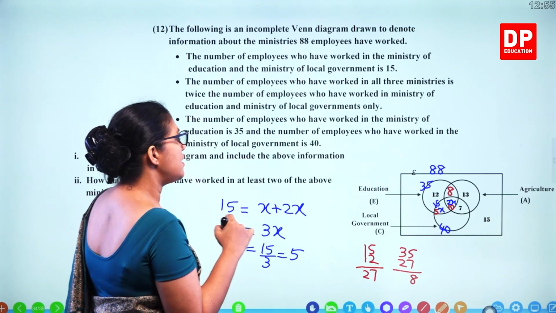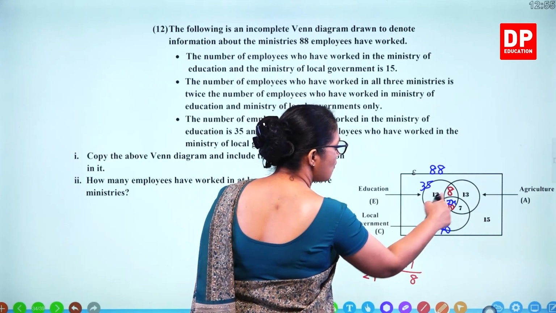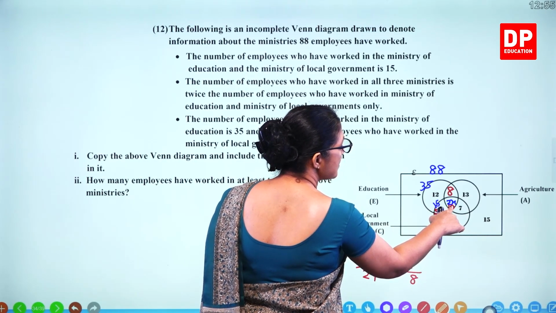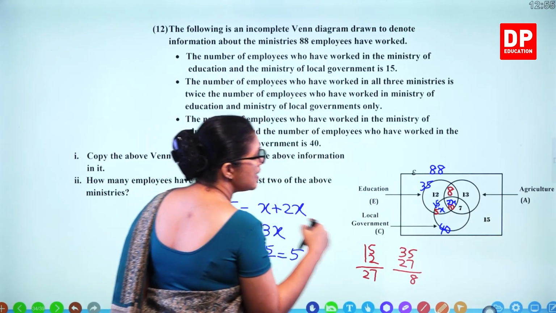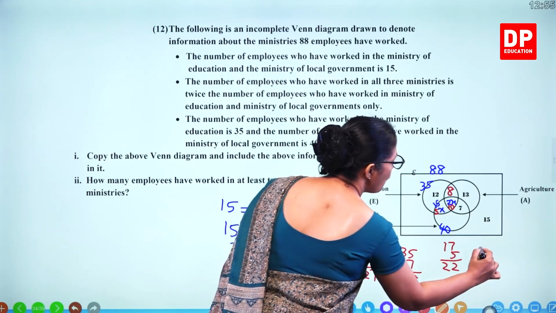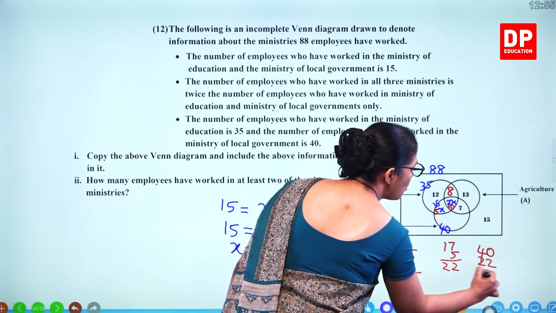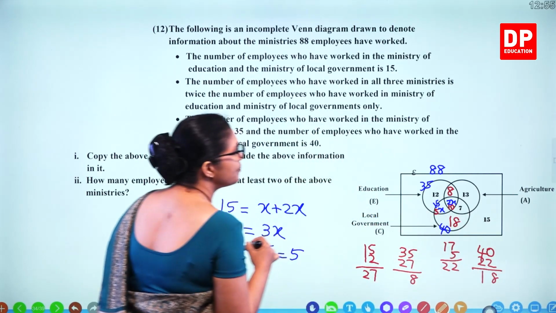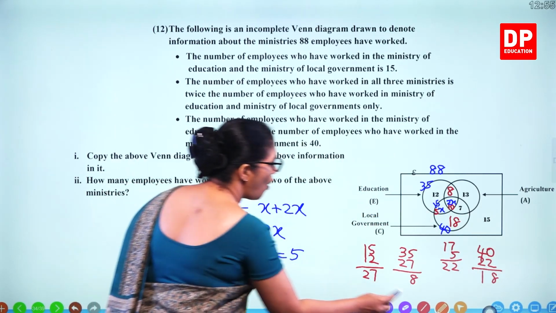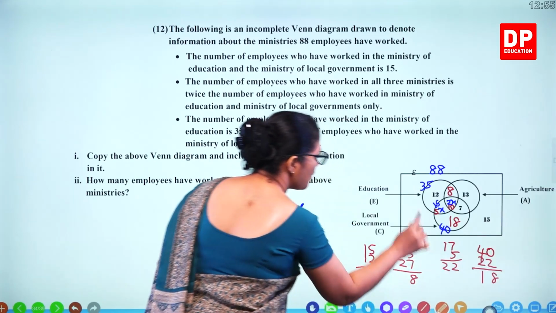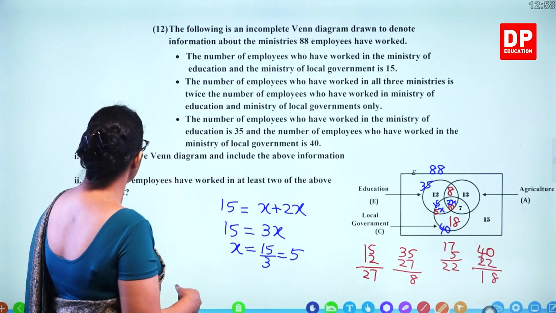So what do you need now? This part. 40 is the whole circle. 7 plus 10, 17. 17 plus 5, 22. 40 minus 22, you get 18 here. So we filled all these required regions. Now we have to answer the questions.